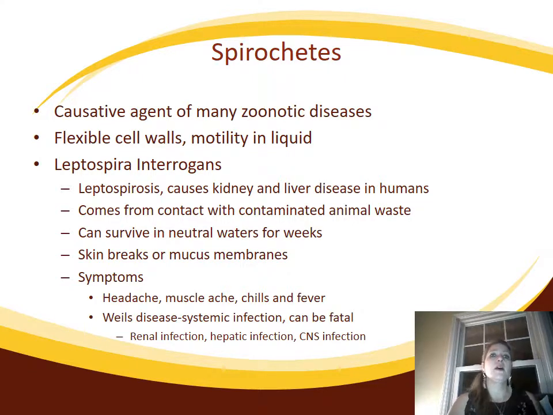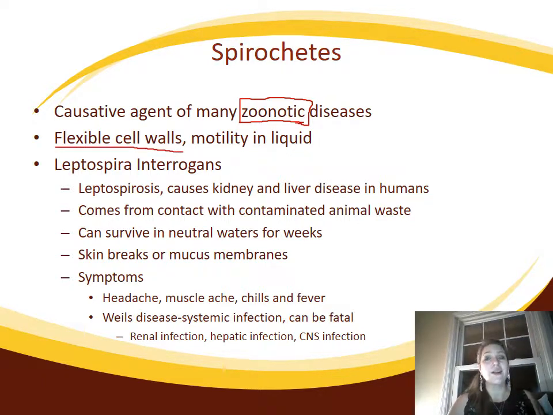Moving on to spirochetes. These are the causative agent of many zoonotic diseases, and zoonotic, we remember, is caused by animals. Okay, these little guys have a really cool ability. They've got flexible cell walls, which, if you know anything about cell walls, is almost a contradiction because the cell walls actually provide structure. So it's kind of neat in that regard. And then it's got motility in liquid.